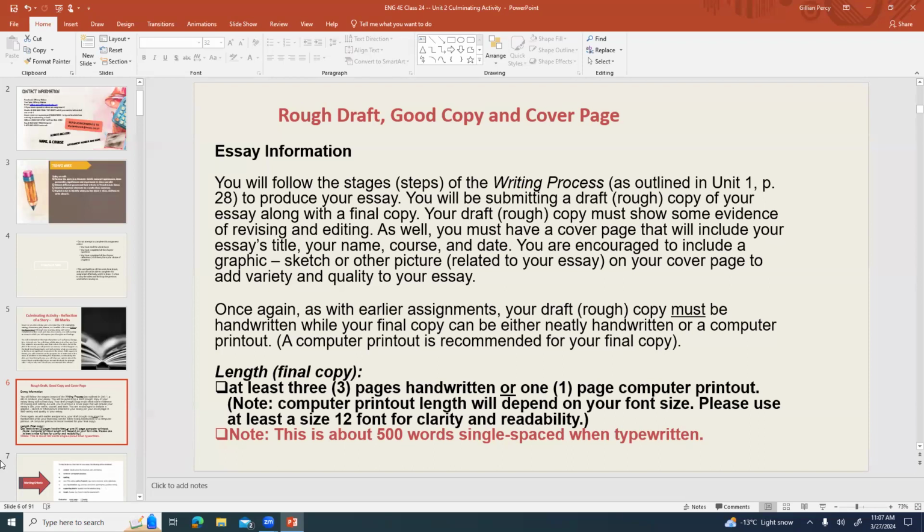Basically, this should be about 500 words, single spaced when typewritten. Okay, so if you're handwriting and you're not sure whether you have enough, do a word count and make sure you've got enough material there to read.